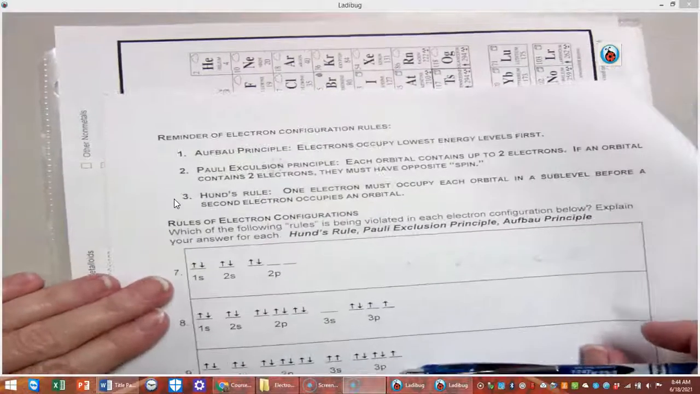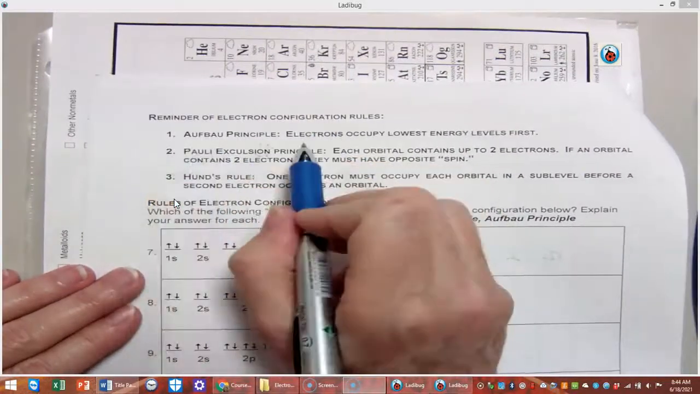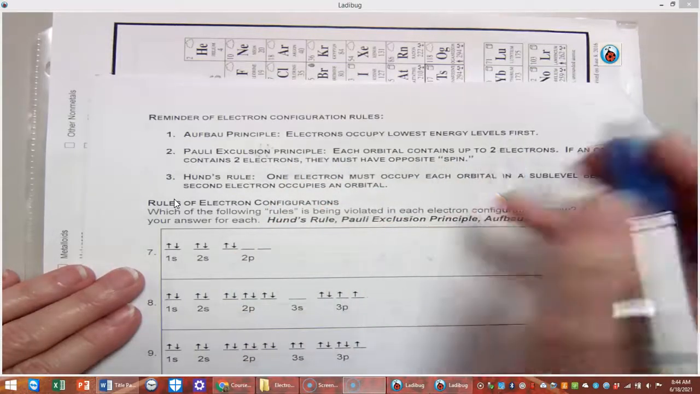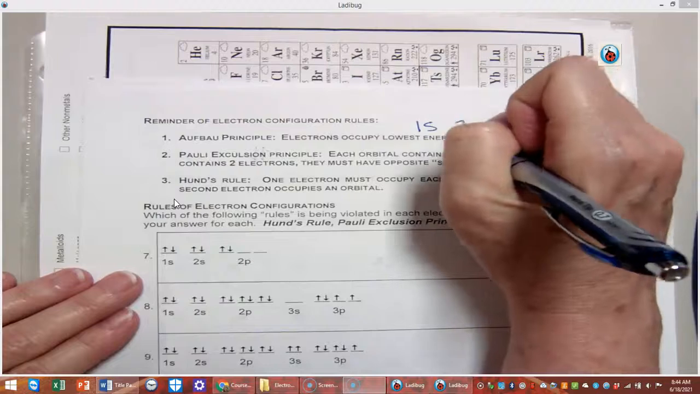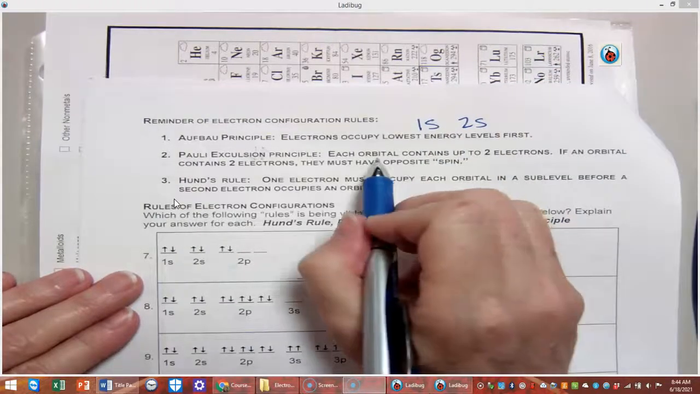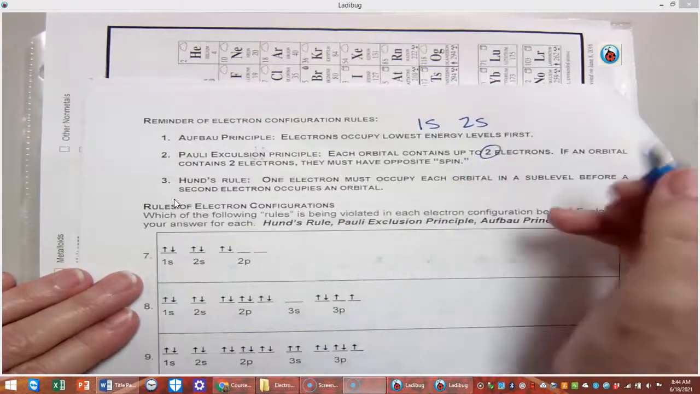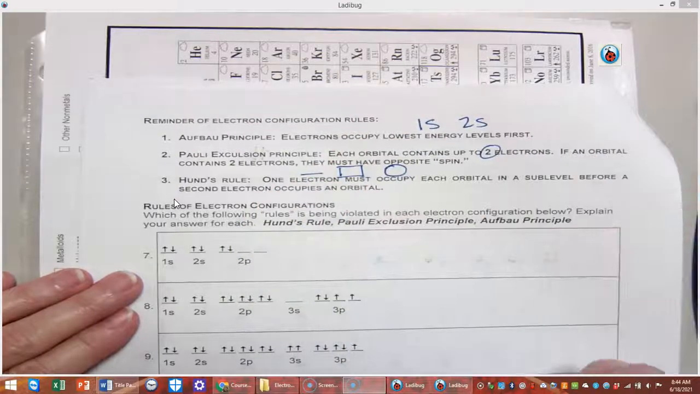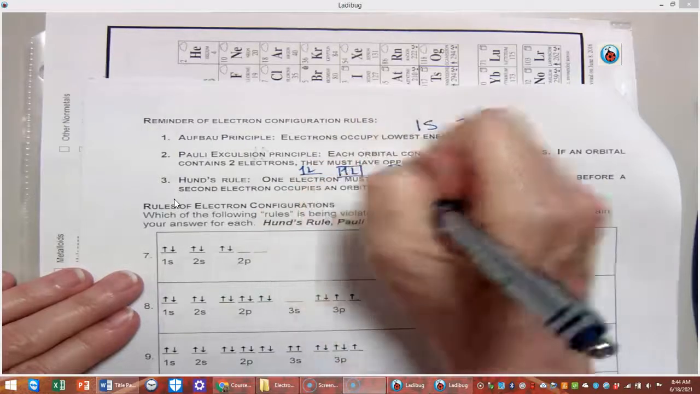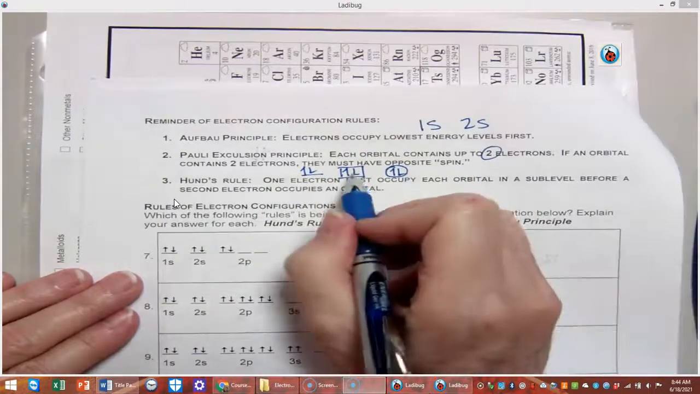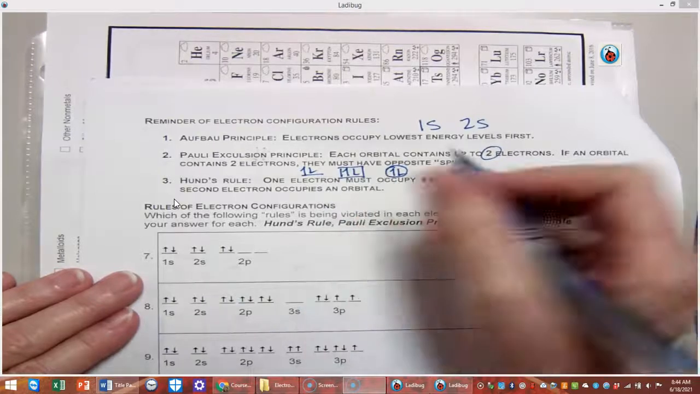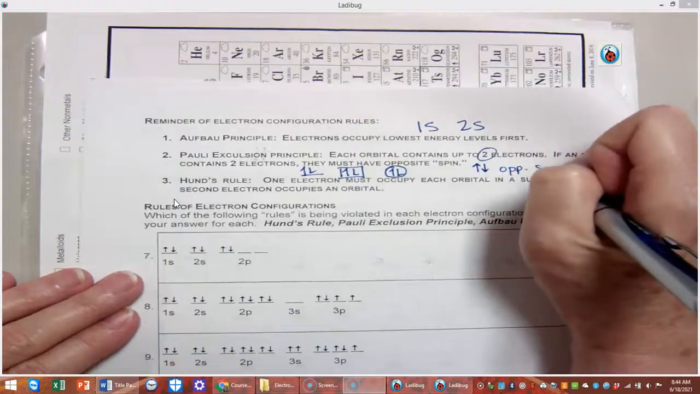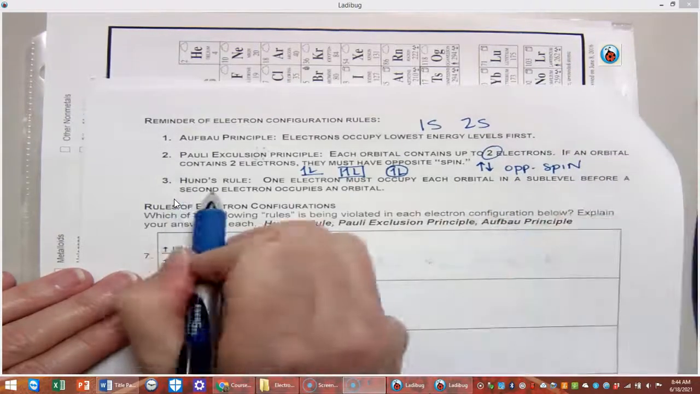Here are our 3 rules. Aufbau says we're going to put our electrons in the lowest energy first. So that just means we're going to fill up the 1s before we go to a 2s. Each orbital contains 2 electrons. So we're going to represent an orbital either by a line, a box, or a circle. So I can only fit 2 electrons in each one of those. And if it has 2 electrons, they have to be in opposite spin. So I represent that by an arrow up and an arrow down. That's why you see that. This is opposite spin. And then we'll talk about Hund's rule here in a moment.